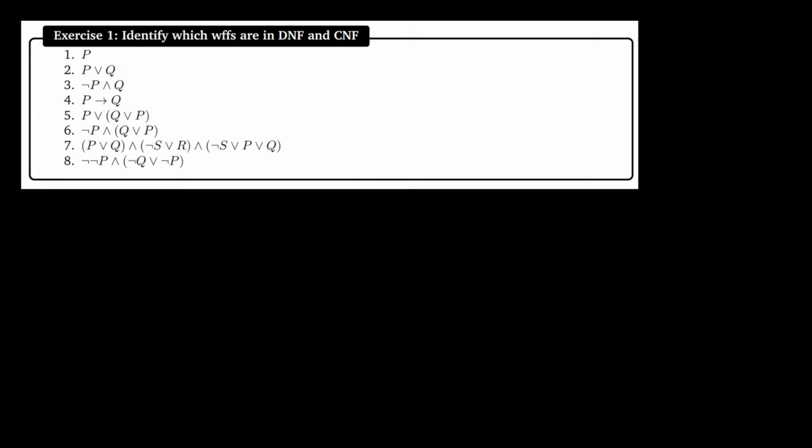So my challenge to you is to look through these 8 formulas right here and determine which of the 8 formulas are in conjunctive normal form. I'd love to see your answers in the comments below, or if you have any insights about how best you think about or understand conjunctive normal form or normal forms in general, I would love to read those as well.